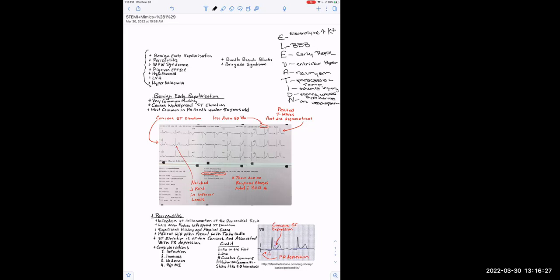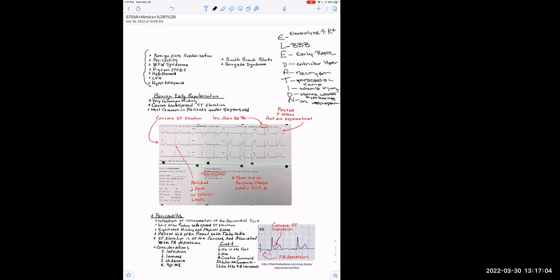All right, so again, let's go back to benign early repolarization. It is a fairly common condition, though I wouldn't say very common. Looking at the American Heart Association and some of the literature, it suggests that between 10 and 13% of the population actually suffer from this phenomenon. It is most commonly found in patients less than 50 years old. It is commonly found in athletes.